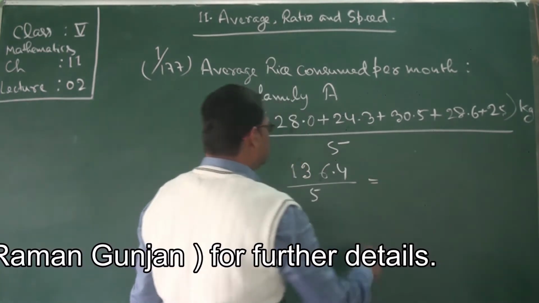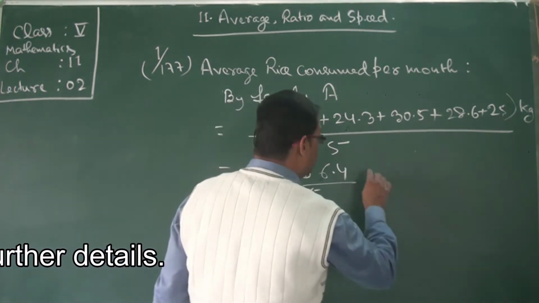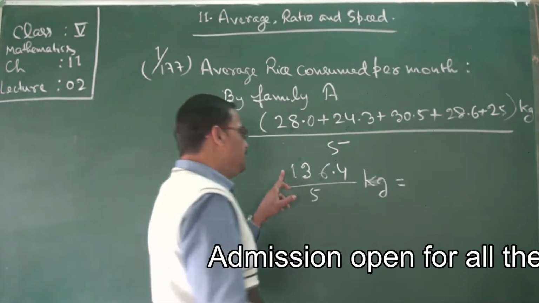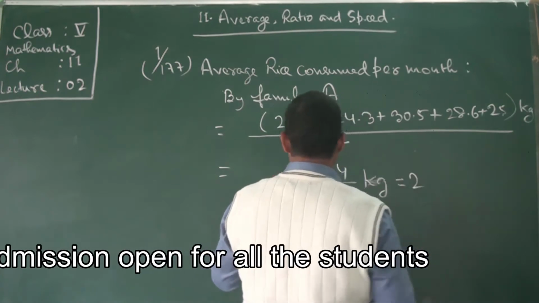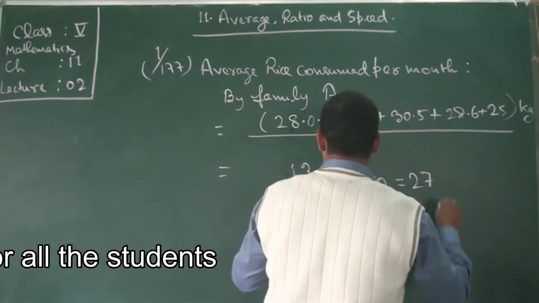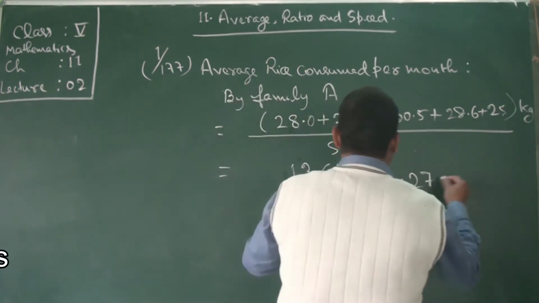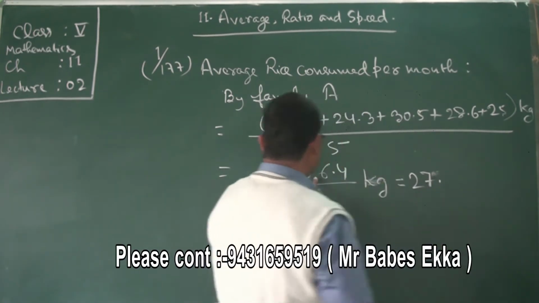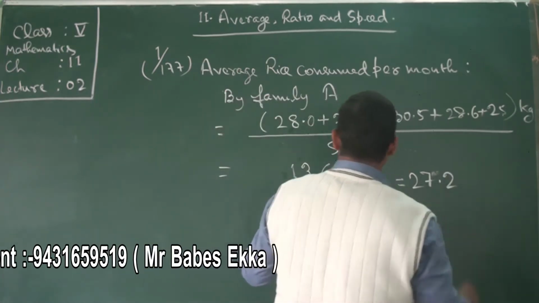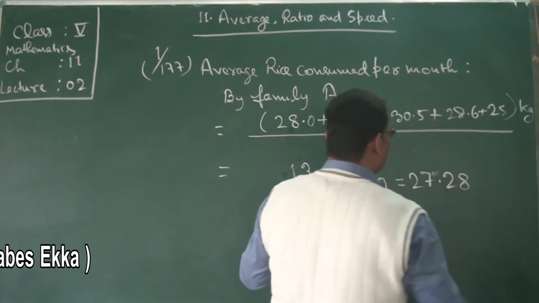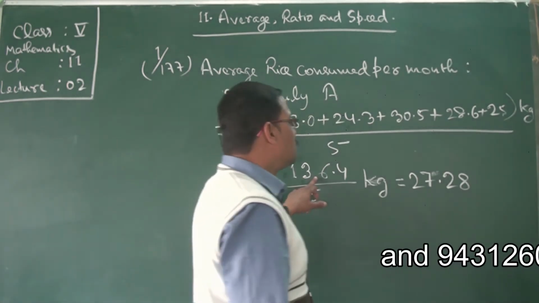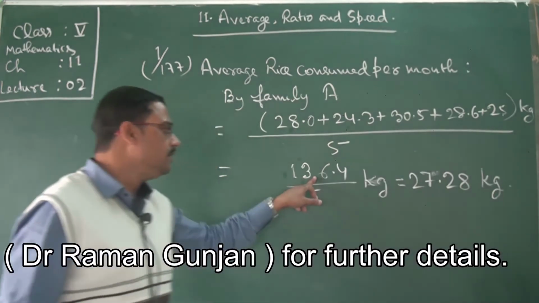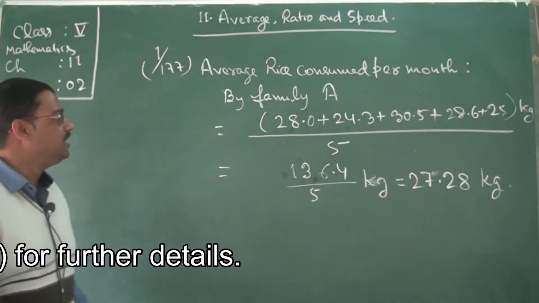If you divide this, this much kg will be there. Kilogram is given there. Of course, this will come by dividing. You will get 5 2s are 10, 5 7s are 35, 1. Before going to 2, we will put the decimal. 5 2s are 10 and 5 8s are 40. So 27.28 kg. We got here the average of family A.